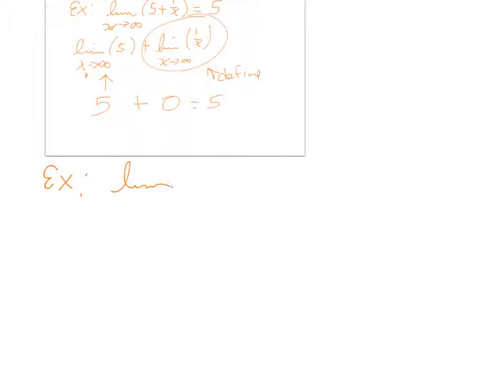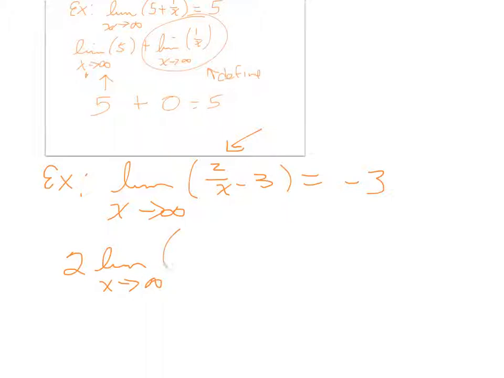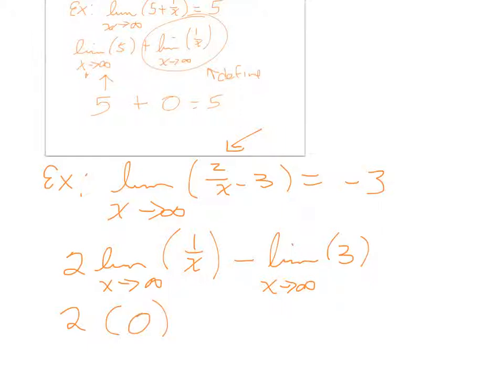The limit of 2 over x minus 3 as x goes to infinity equals what? Negative 3. I heard a little pause, and that's probably good because you were looking at this and saying, well, I haven't told you what that limit is, but we have that law that says I can bring that 2 out front. And so basically I have that minus the limit as x goes to infinity of 3. 2 times that limit we have defined as 0, and then of course that's negative 3.